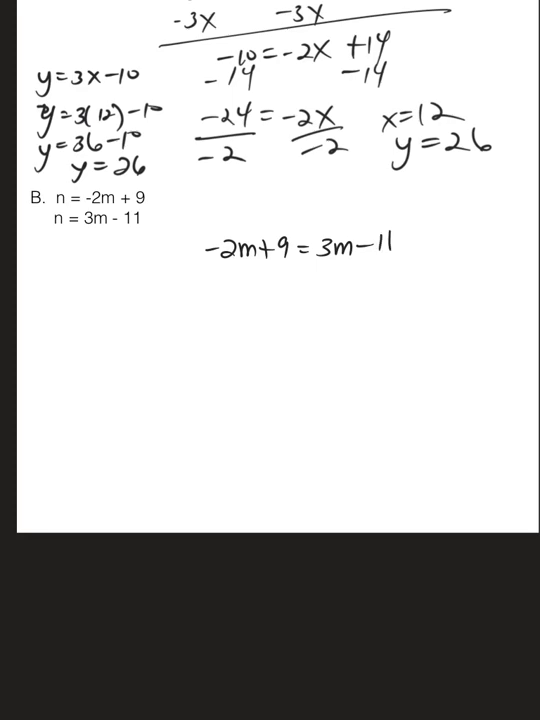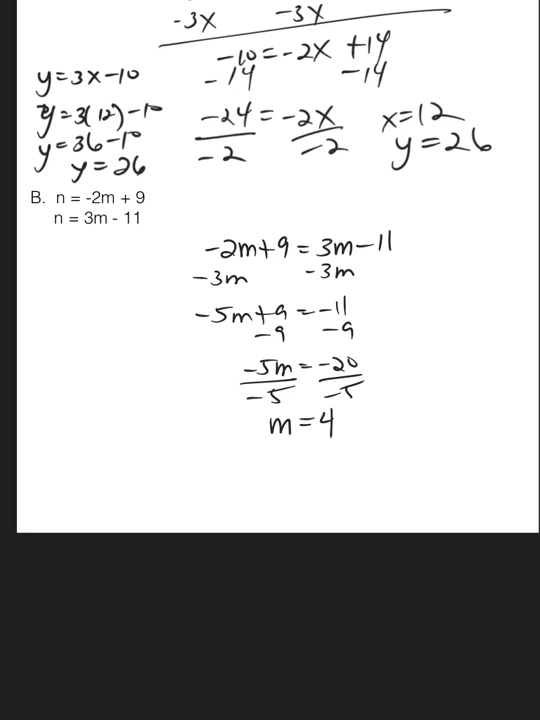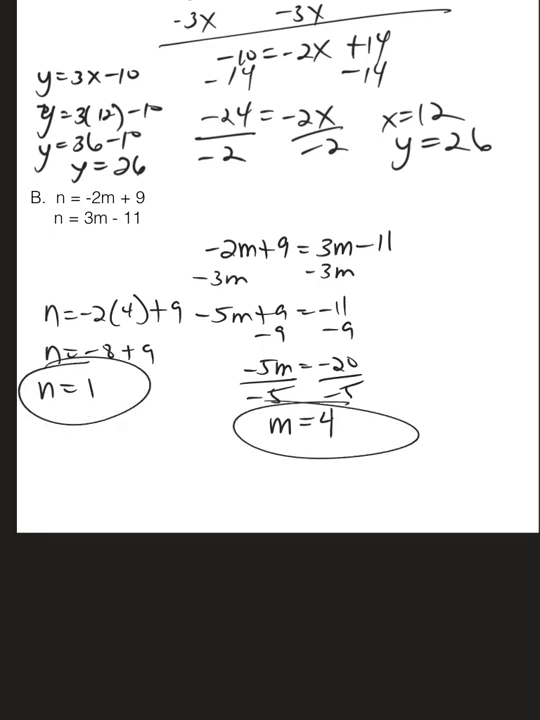Okay, so I'm setting negative 2m plus 9 equal to 3m minus 11. I'm going to take away 3m from both sides. And then I'm going to take away 9 from both sides. And divide both sides by negative 5. So my m is 4. I'm going to use one of my original equations to plug in 4 for m. And this is how I find the n. N is 1. Solved.